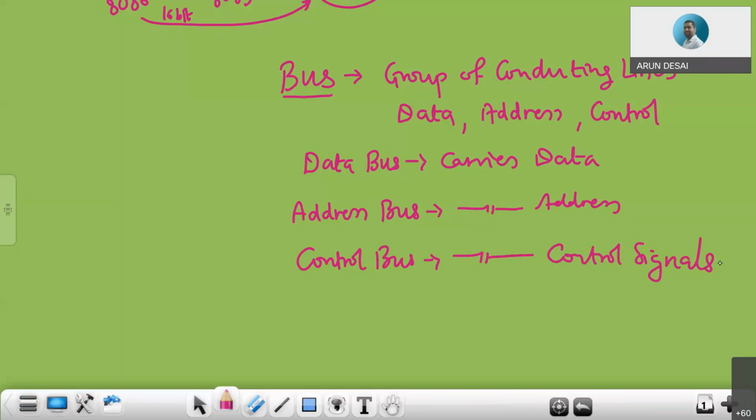So a group of conducting lines which carries data to the ALU, address to memory, or a few control signals to functional blocks is called a bus. The type depends on what it carries. If my bus carries data, then that bus is called a data bus. If my bus carries address, then that bus is called an address bus. And if my bus carries control signals, then that is called a control bus, right?